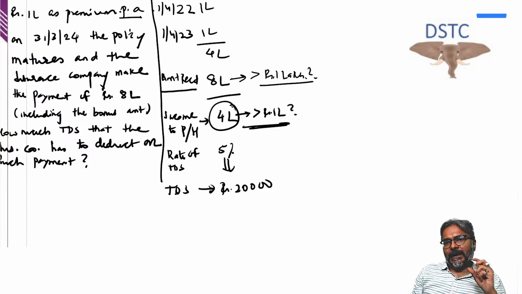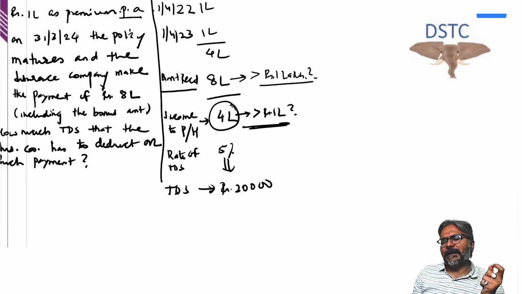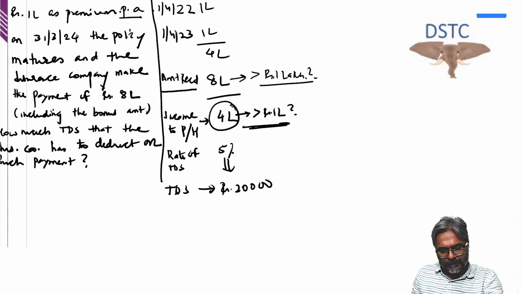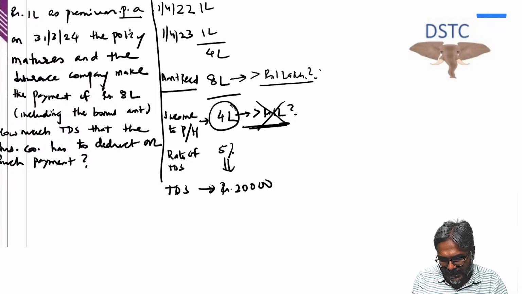So students, always keep in mind a fundamental principle under the TDS provisions. The exemptions which are given under the TDS law are always on the payment made. The threshold exemption which I'm talking about under the TDS law is only on the basis of the payment made. And therefore, students, this is the criteria that has to be seen.